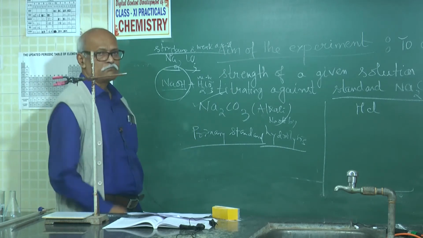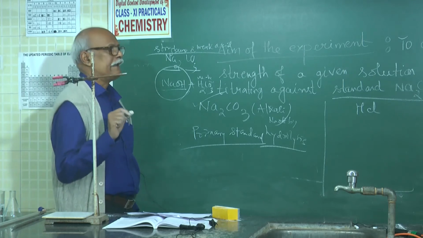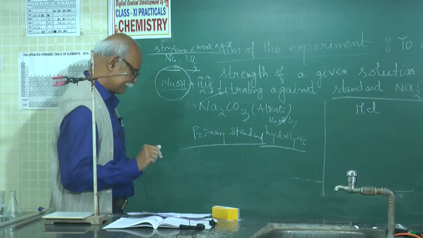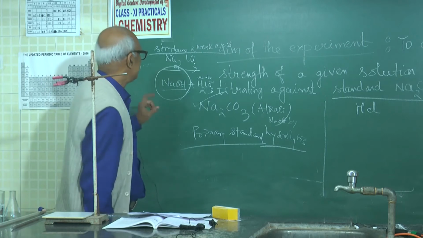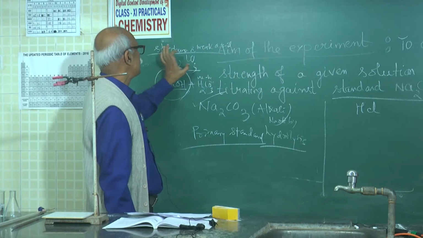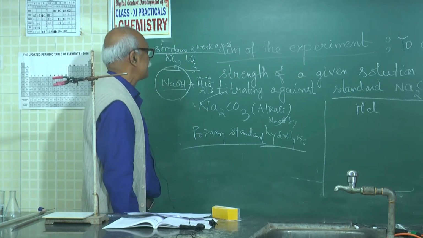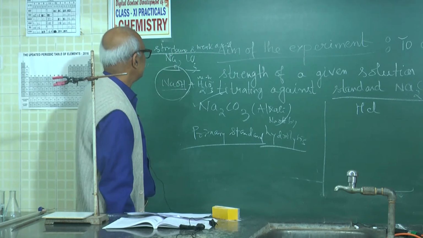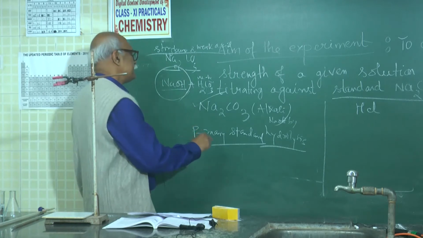Treating with water in the process of chemical reaction is called hydrolysis. And what type of salt is it? It is a salt of strong base and weak acid, and it is alkaline in nature. So you see, this is a primary standard.